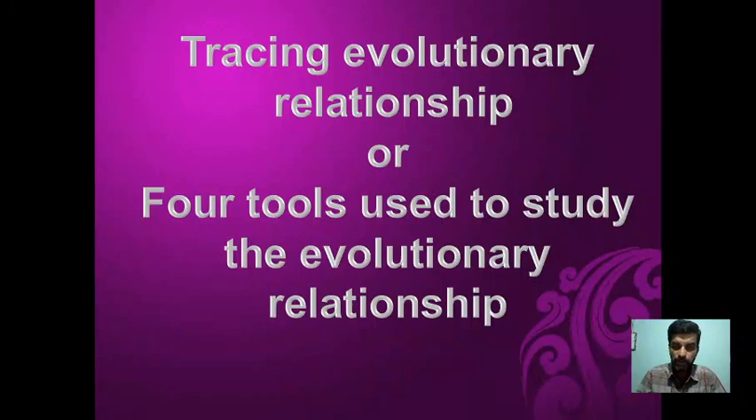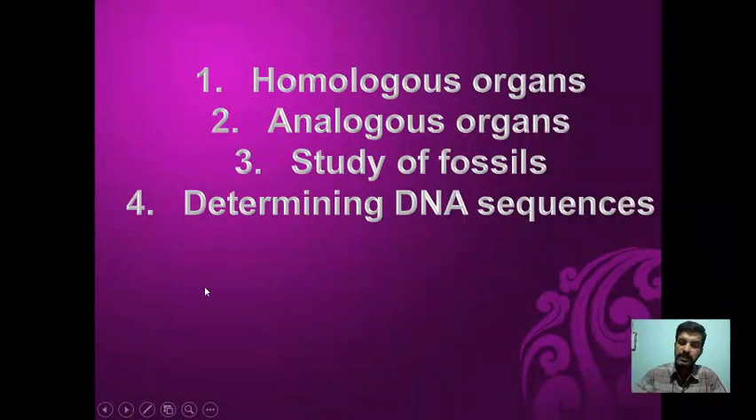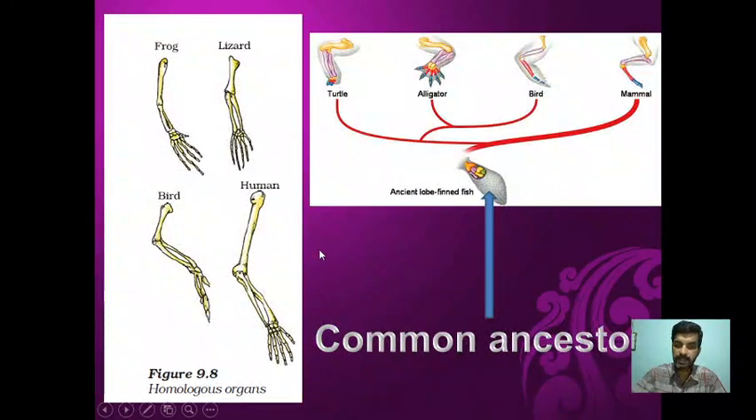Then the tools used to study the evolutionary relationship. Different tools are the evidences of evolution we find. The first evidence will be homologous organs, and the second will be analogous organs. The third will be the study of fossils, and nowadays recently they are determining DNA sequences also to study evolution, right? Homology and analogy is the study of homologous and analogous organs. Let us see what we mean by homologous organs and analogous organs.